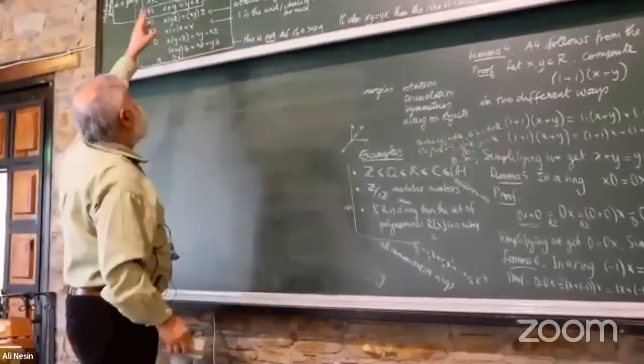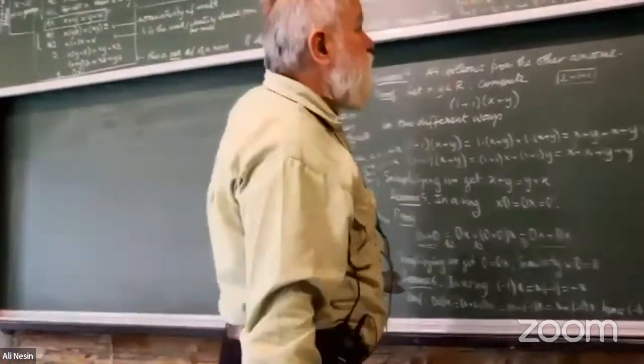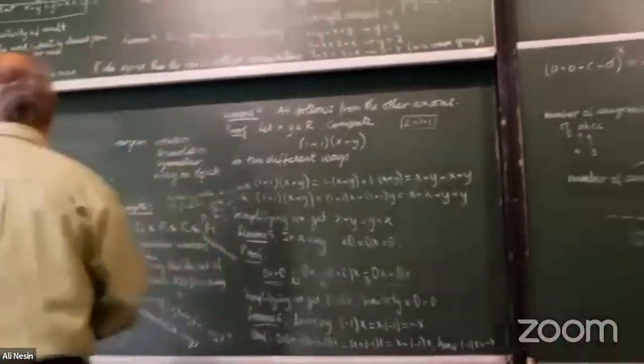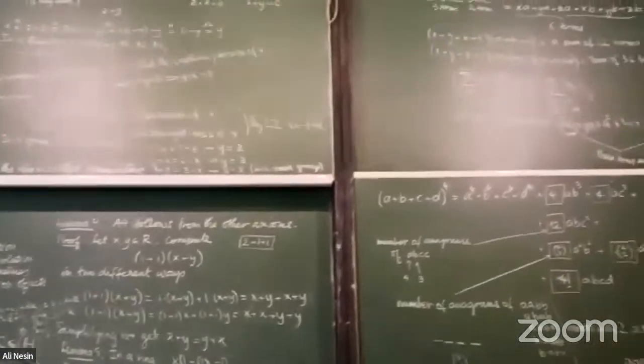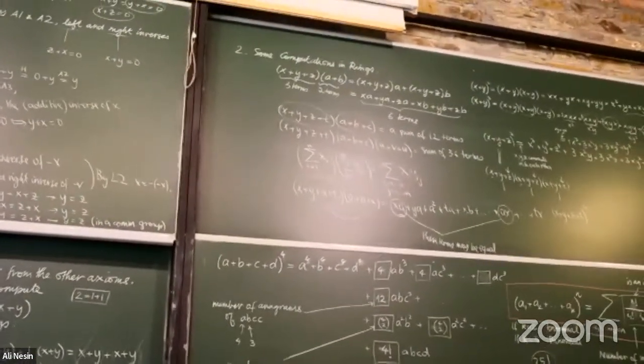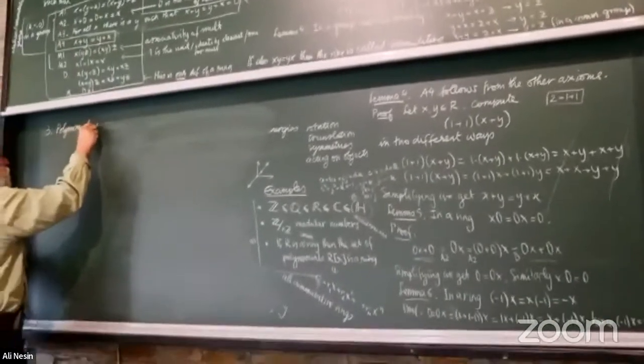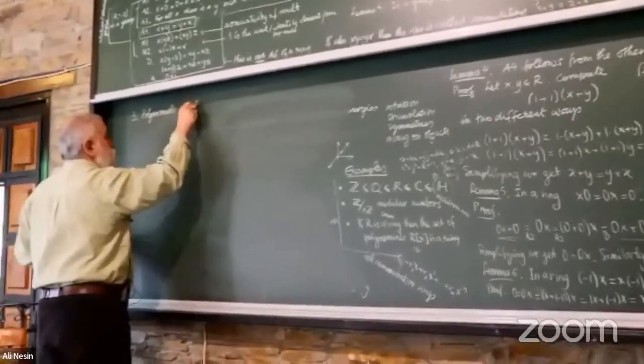What did we do? One, definition and basic properties. Two, some computations in rings. And three, now, polynomials and power series.